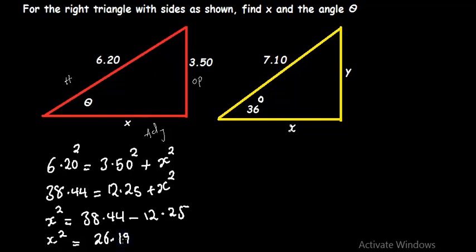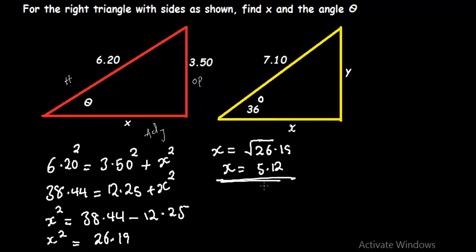For us to get rid of the square, x is simply going to be the square root of 26.19. And if you punch that into your calculator, this is simply going to be 5.12. And this is the value of our x. What about the next one?